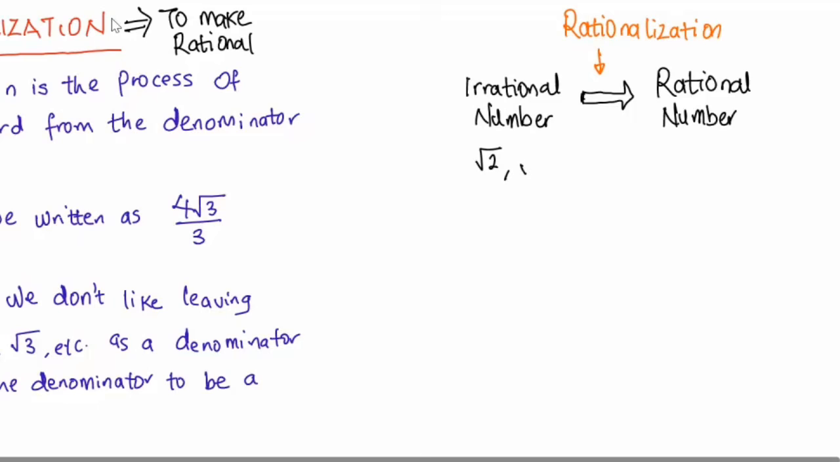So this can be root 2, we can have root 3, we can have pi as a good example. Pi is 22/7. And when you divide this, you are not going to get a decimal that has an end. You get 3.14 with some recurring decimals. So numbers like this, we term them as irrational numbers.